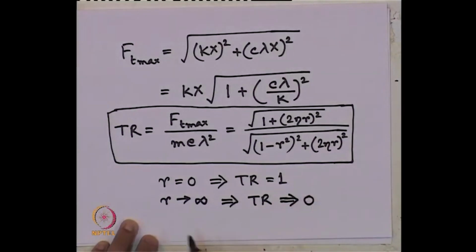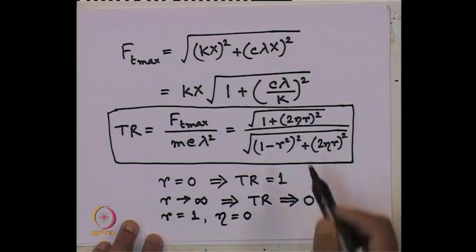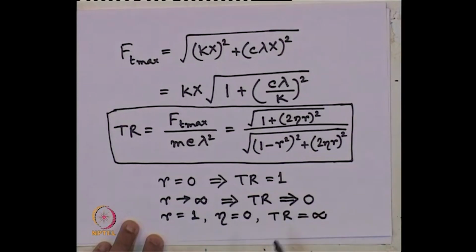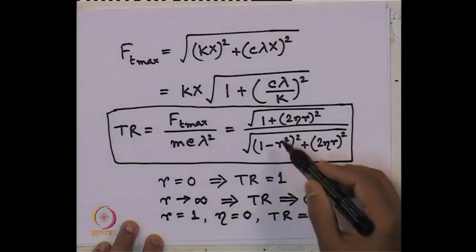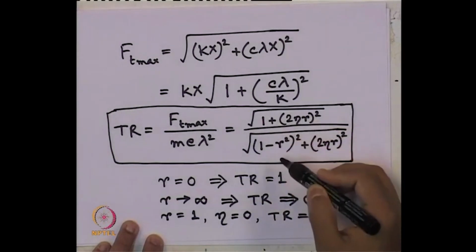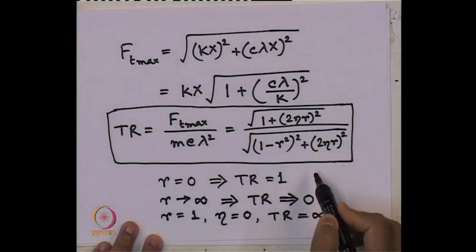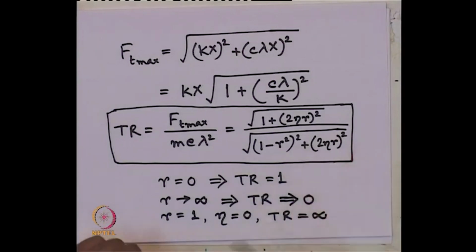And when R equals 1, if we consider the undamped system, eta equals 0 and R equals 1, what should be the value of TR? Infinity. If we put R equals 1 here, this becomes 0, eta 0. So, 1 by 0 gives transmissibility ratio as infinity. But if eta is non-zero, obviously we cannot get an infinite value, but it will give us some maximum value.